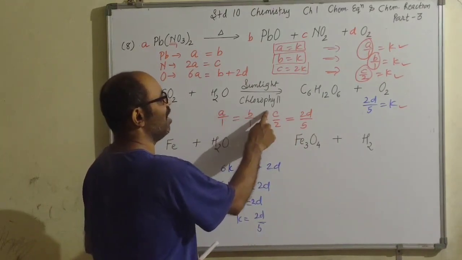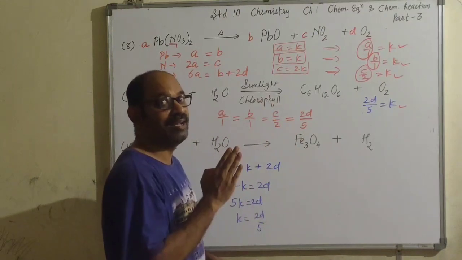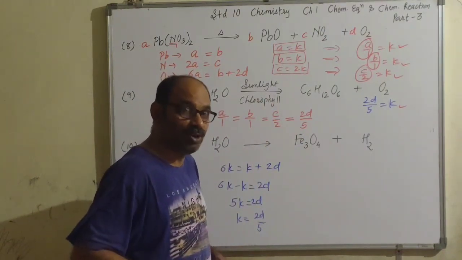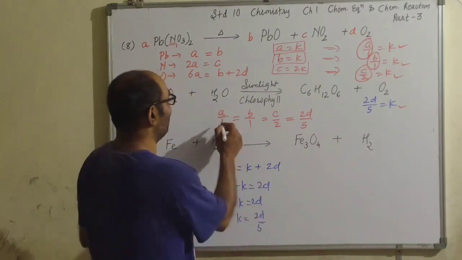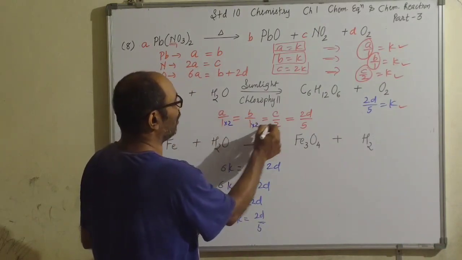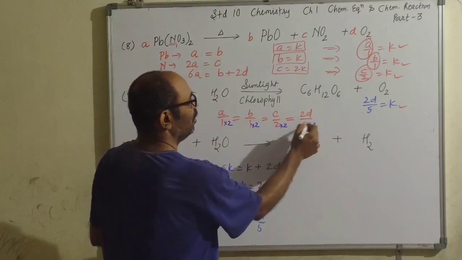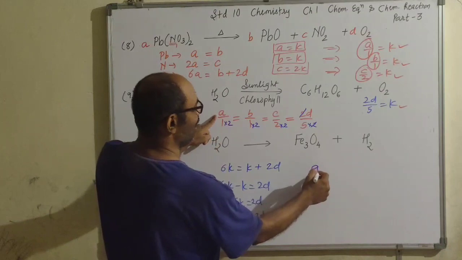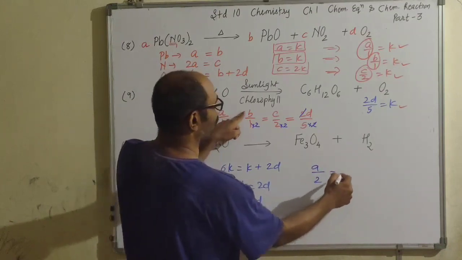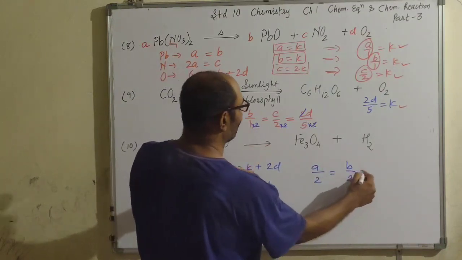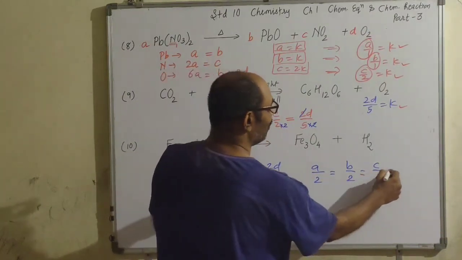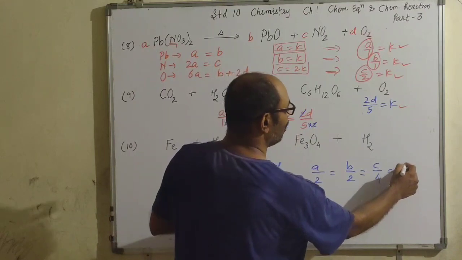Here 1, 1, 1 and 2. What is LCM of 1, 1, 1 and 2? 2. So what you got LCM? 2. Multiply that LCM in the denominator of all the ratios. This 2 cancels. So what you got now? A upon 1 2s are 2 is equal to B upon 1 2s are 2. C upon, children, 2 2s are 4 is equal to D upon 5.